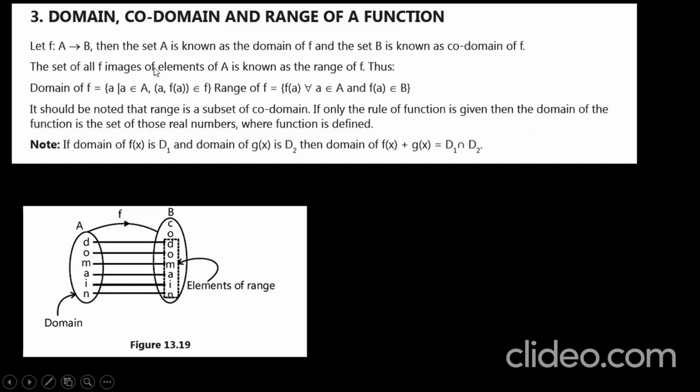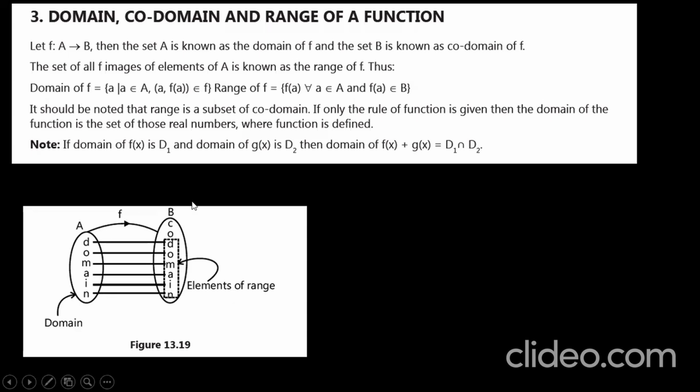Domain and codomain also we observed, right? The elements of set A are called the domain, and the elements of set B are called the codomain. But whatever the elements which are corresponding, or which are making a connection with B, those are called the range.